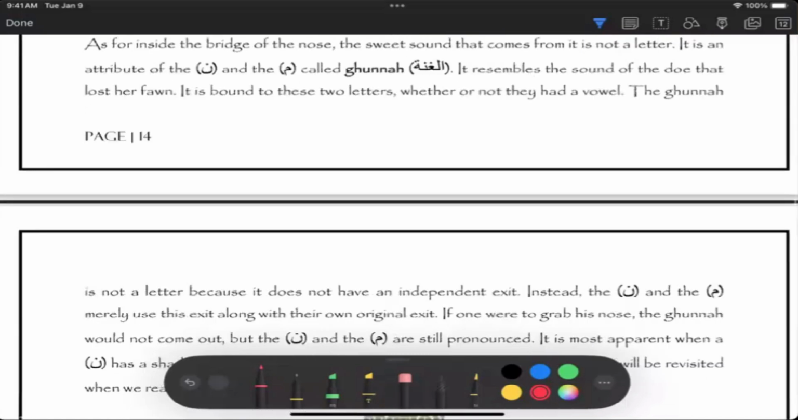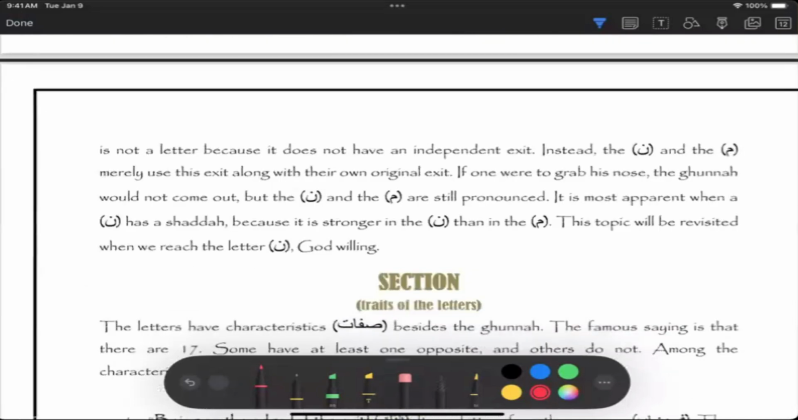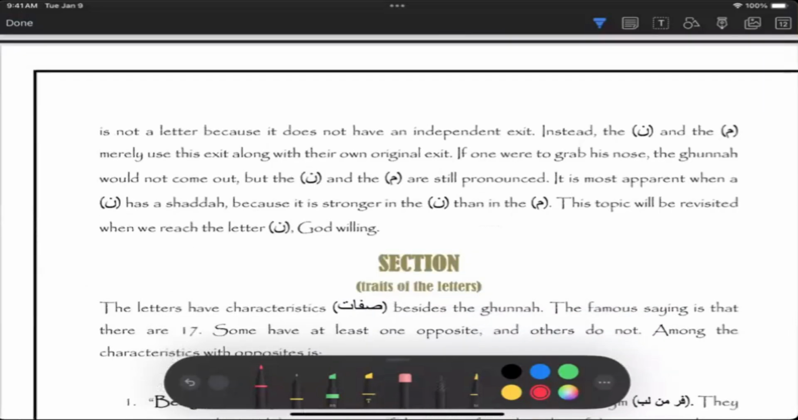The ghunna is not a letter because it does not have an independent exit. And it doesn't come out by itself. Instead, the noon and the meem merely use this exit along with their own original exit. Noon's original exit is from the tongue. Meem's original exit is from the lips. This tongue letter and this lip letter, they also tap into the nose for some of their sound.